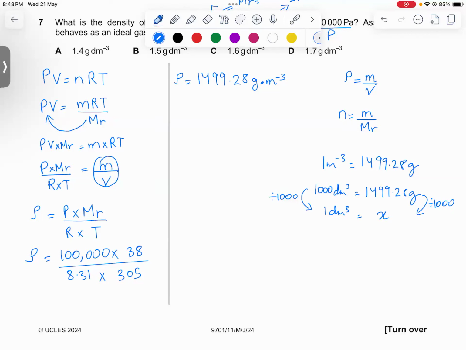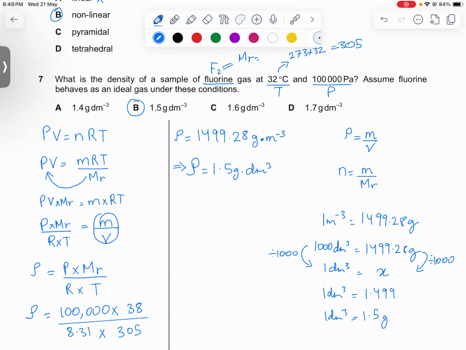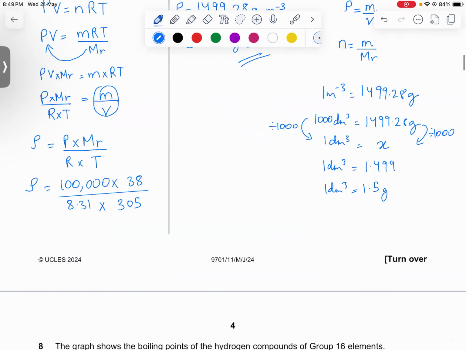All right. So density in dm cube would actually become, in 1 dm cube, we would have 1000. We'll divide this by 1000 and we'd get 1.499. Everything is to only one decimal place. So 1 dm cube equals 1.5 gram per dm cube, right? Or just 1.5 gram. So we can say density in dm cube is going to be 1.5 gram per dm cube. So the answer would be B. All right. On to the next question then.